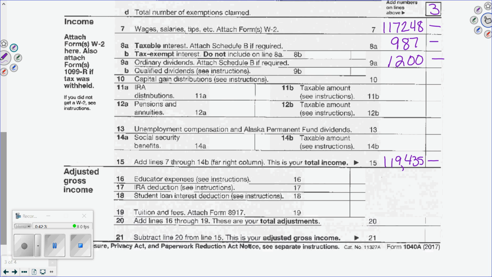Questions so far? That's all the income. So this is that section where it's saying everything that you got money this year. Anytime money came into you, this is where it's going. All right, next part is your adjusted gross income.